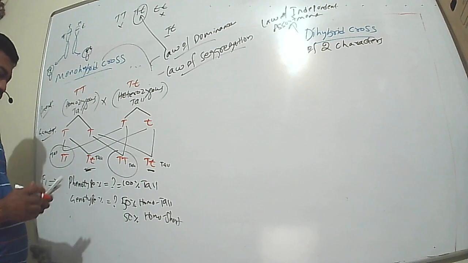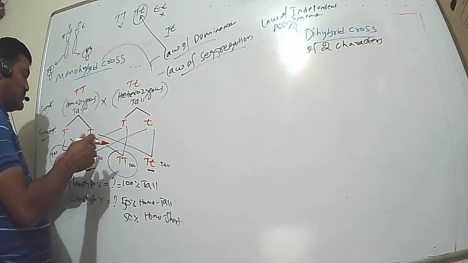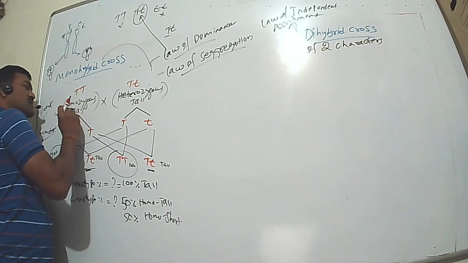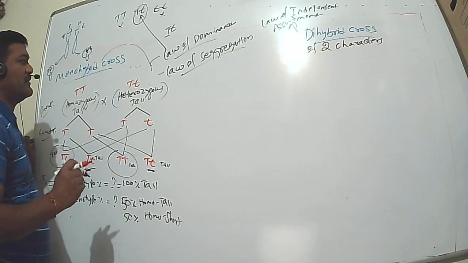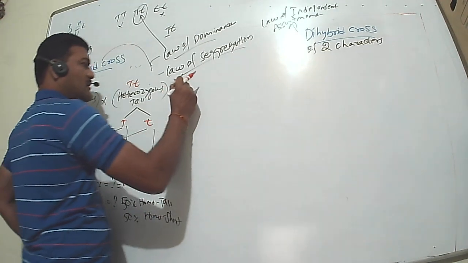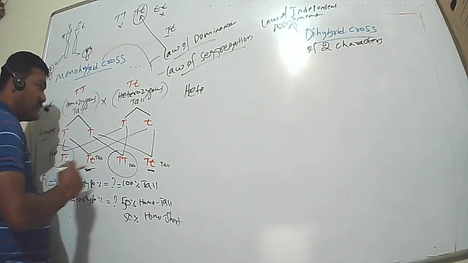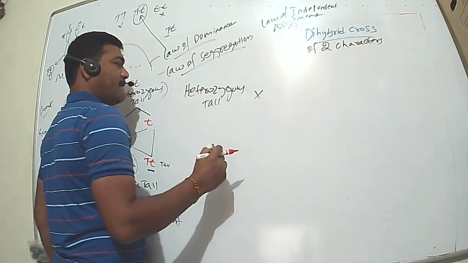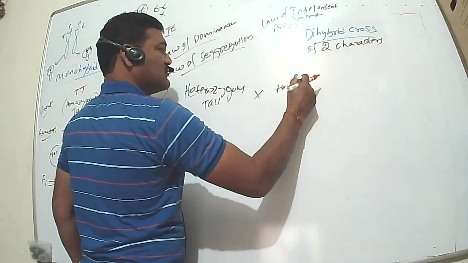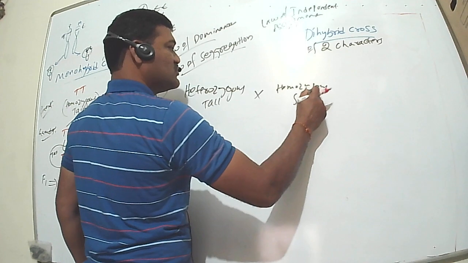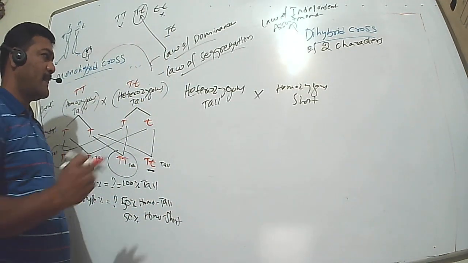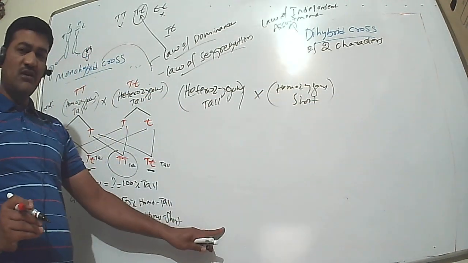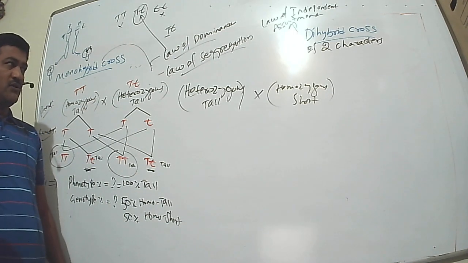Now one more problem, you can do it. What is the phenotype and genotype percentage of F1 generation when I cross a heterozygous tall plant with a homozygous short plant? Okay, these are the parents, heterozygous tall and homozygous short. What is the phenotype and genotype percentage of F1 generation? You can pause the video and find out.